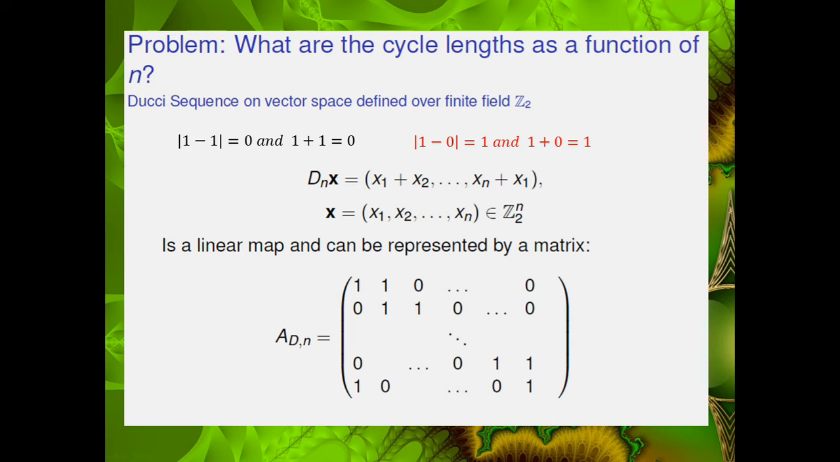have a matrix representation. And when you get that theorem in a linear algebra class, you don't realize how important it is, but it's super, super important. And this map here now can be represented by this matrix. Just look and see. If I take an arbitrary vector here, x1 through xn, x1 plus x2 is the first component, x2 plus x3 is the second, and so forth, and I get x1 plus xn is the last component. So this is the matrix representation of the Ducci map on Z2 to the n.